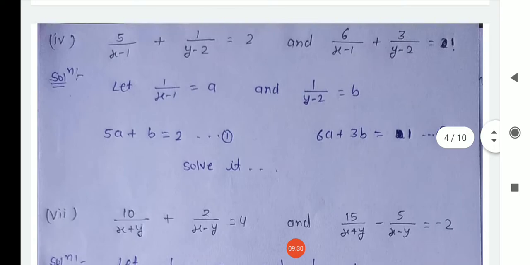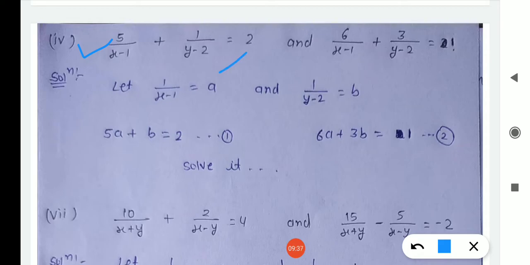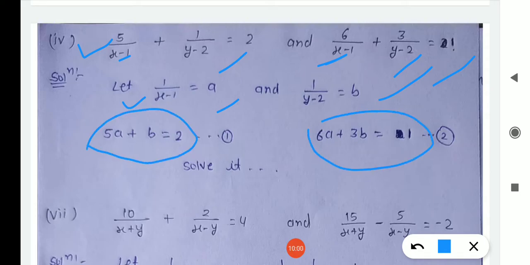Now question 4 is 5 upon x minus 1 plus y upon y minus 2 equals 2 and 6 upon x minus 1 plus 3 upon y minus 2 equals 1. Here 1 upon x minus 1 is the same in both equations, and 1 upon y minus 2 is also the same. So we let 1 upon x minus 1 equal a and 1 upon y minus 2 equal b. So our equations are 5a plus b equals 2 and 6a plus 3b equals 1. This is our equation first and second.